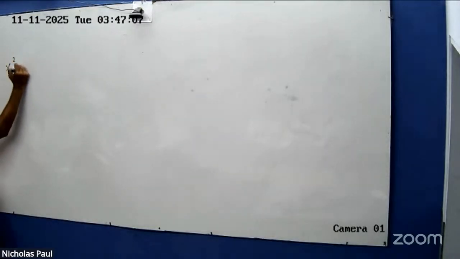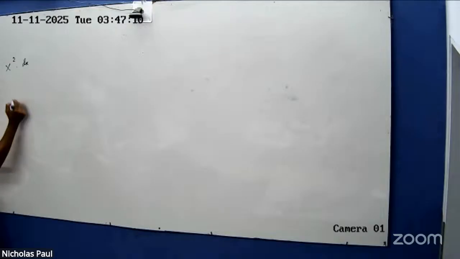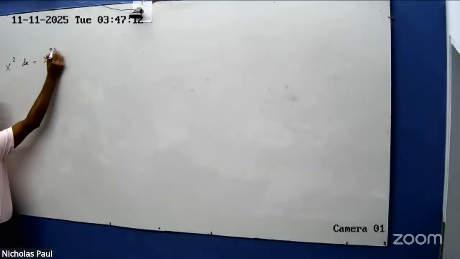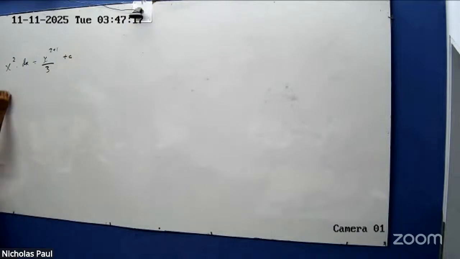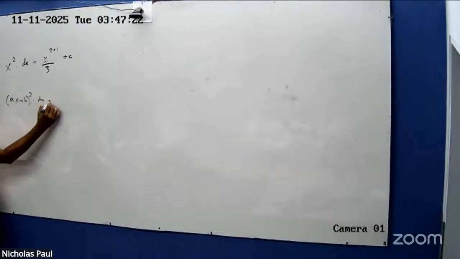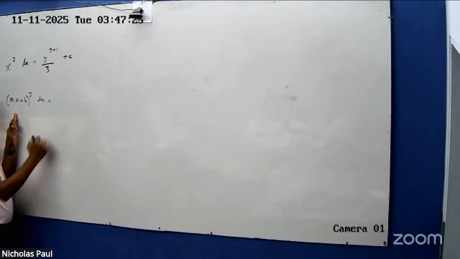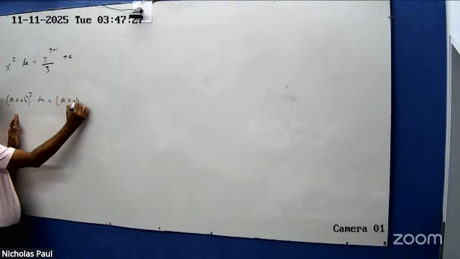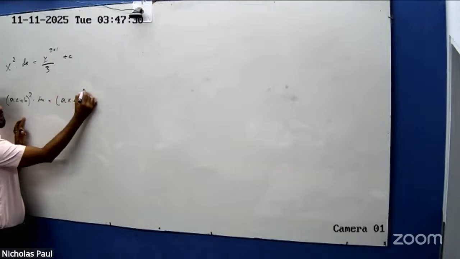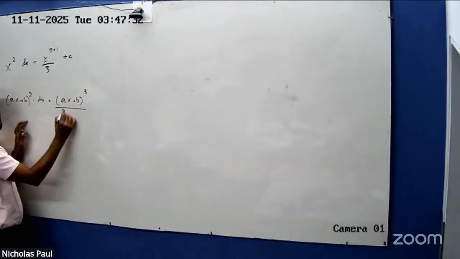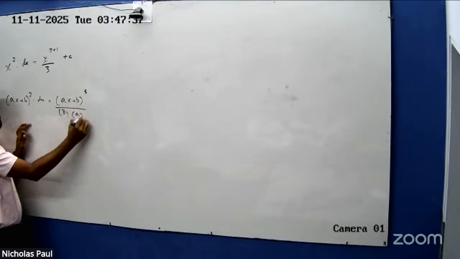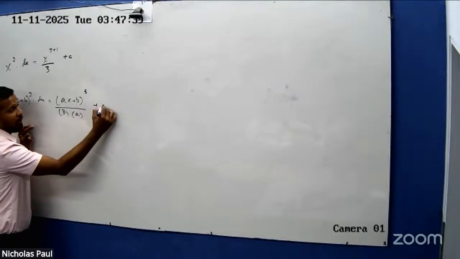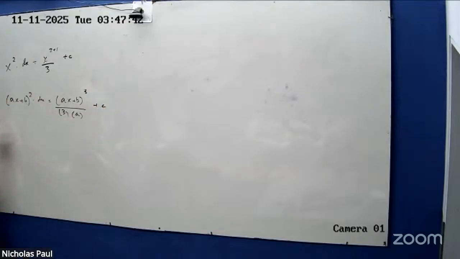If you have to integrate x squared, what will it be? Add 1 to the power, divide by the new power, plus c. Everybody okay with that? Suppose I start to integrate ax plus b all squared. What's the integral of this? Write back the ax plus b, add 1 to the power, divide by the new power and the differential of ax plus b, which is a.